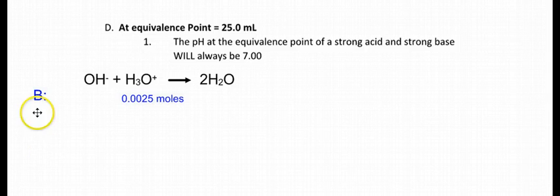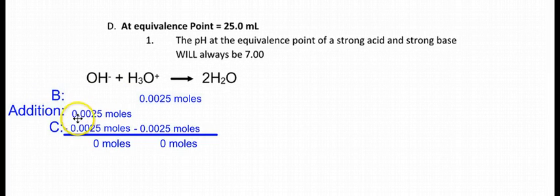Why is that? Well, if I start off with this many moles of hydronium, I add 0.0025 moles, I've added the same number of moles. What has happened? All my moles of hydroxide are used up, all my moles of hydronium are used up, and what's the only thing left? Well, it's water. That's the only thing left here, and what's the pH of pure water? It's 7. Look what happens when you plot this on the graph.